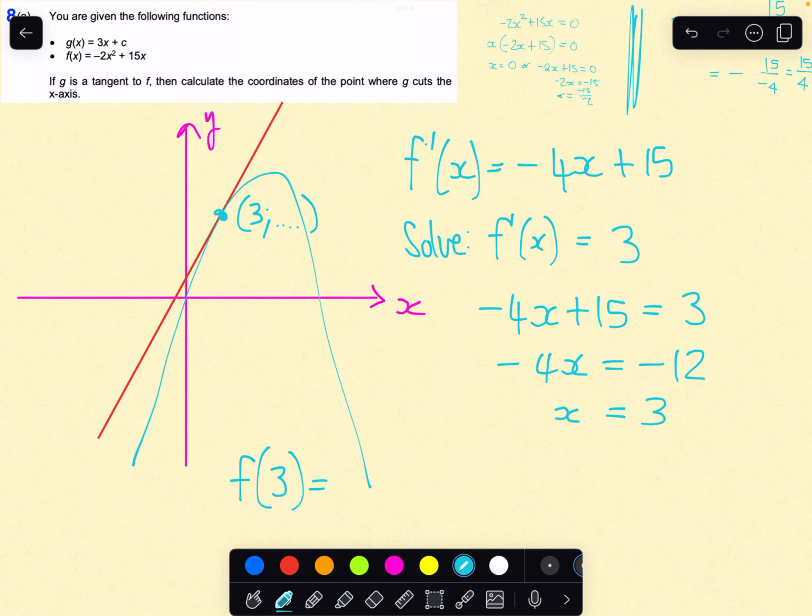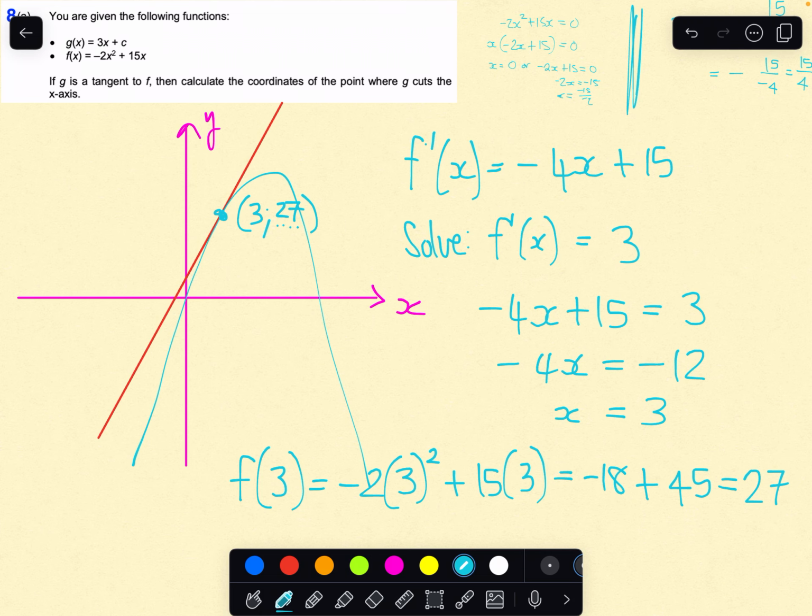So in order to find the y-coordinate, we are now going to figure out, okay, what is f of 3? So that will be minus 2 times 3 squared plus 15 times 3. So that is minus 2 times 9 plus 45. 45 minus 18 is 27. So this guy is 27.